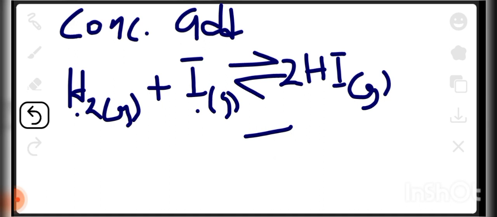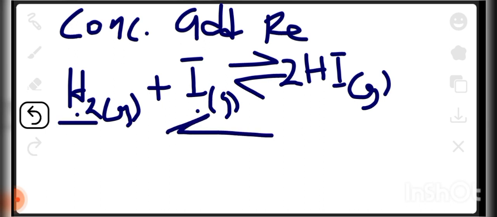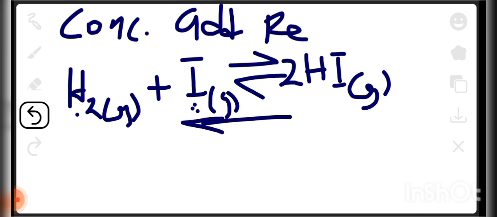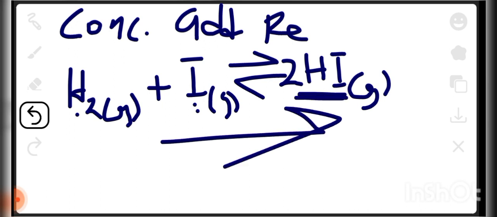That is for add. Now let's look at remove. If I remove hydrogen gas, the equilibrium position will move to the side you are removing something from. If you add, you move to the opposite side. But if you remove, you move to the side you are removing something from. So if I remove hydrogen gas, the equilibrium position will move to this side, favoring the left hand side. If I remove iodine, it will move to this side, favoring the side you are removing something from. Then if I remove hydrogen iodide, the equilibrium position will shift to the right hand side. This is how best this can be explained.